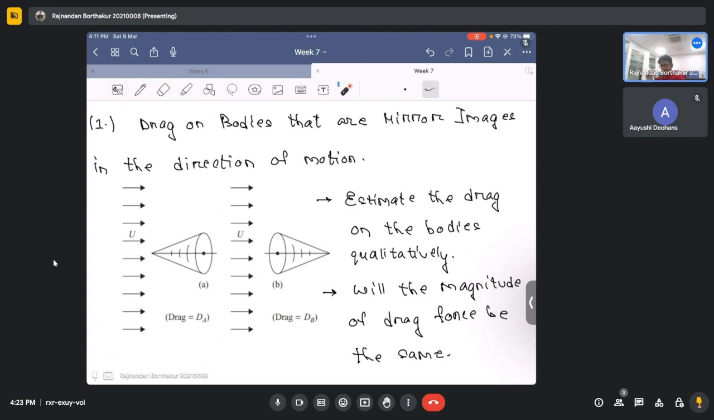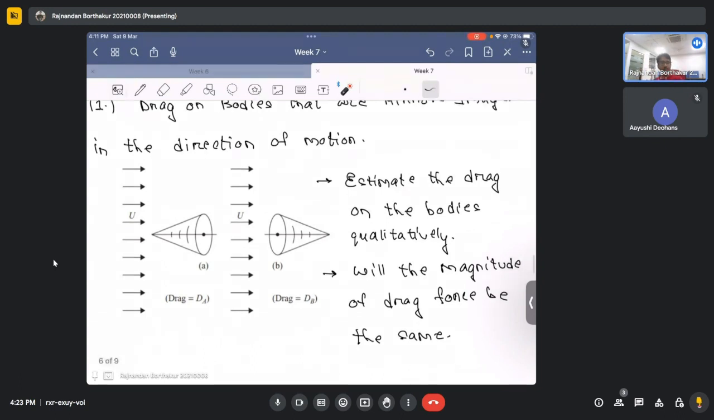But this is not the case in low Reynolds number flows. In the limit when Reynolds number goes to 0, the drag experienced by A, which is dA, and the drag experienced by object B, dB, is exactly the same. That's the whole idea. Qualitatively, I'll try to explain why that is so.